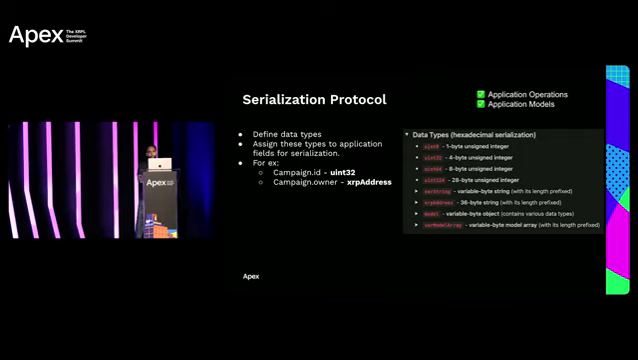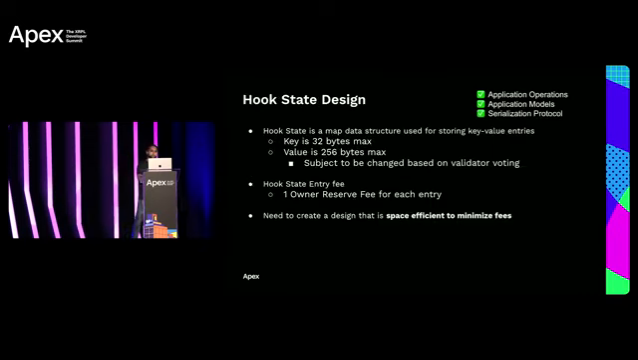Therefore, we need to design a protocol for the hook to decode it and for us to serialize it, and vice versa. What I did was I pretty much just wrote out data types that would be used with my application model. For example, campaign ID would be uint32, which is a 4-byte unsigned integer, which would represent the destination tag. And then campaign owner would be an XRP address, which is a 36-byte string with its length prefixed.